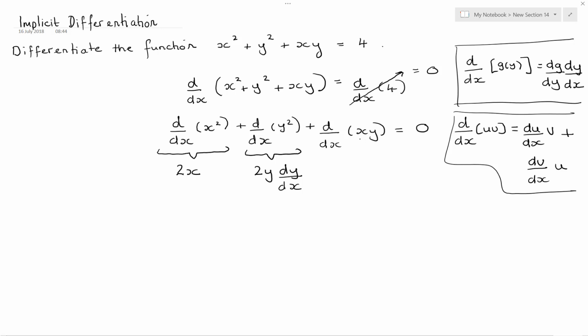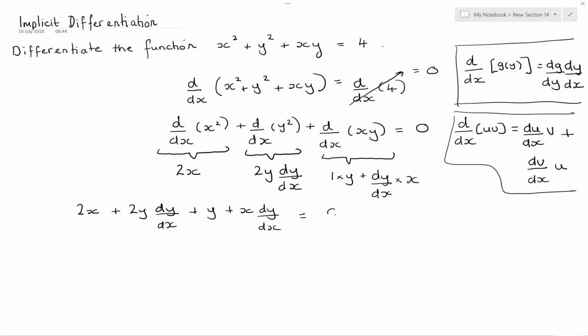So differentiating xy, I'll differentiate the first term, so that will just give me 1. So that will become 1 times y. And then we differentiate the second term and leave the first term the same. So when we differentiate y, we're just going to end up with 1 times dy by dx, and then that's still multiplied by x. So bringing that all together, we see we have 2x plus 2y dy by dx plus y plus x dy by dx, and that is all equal to 0.